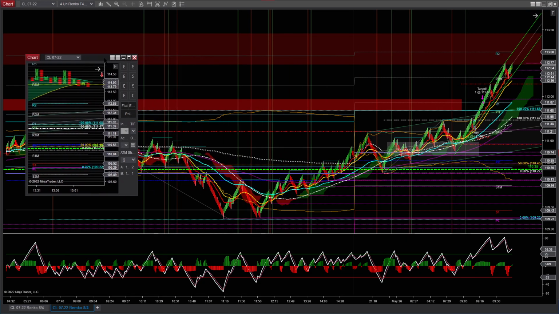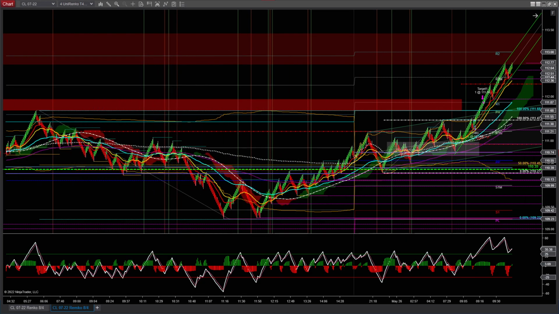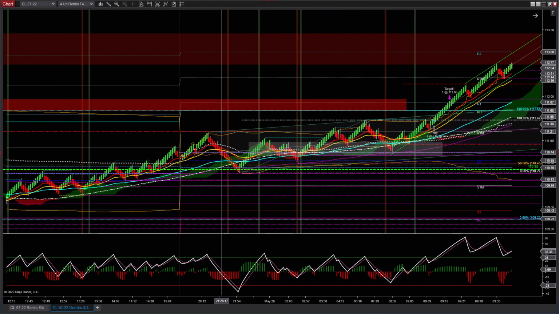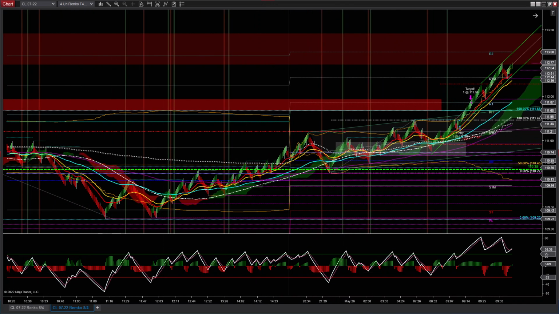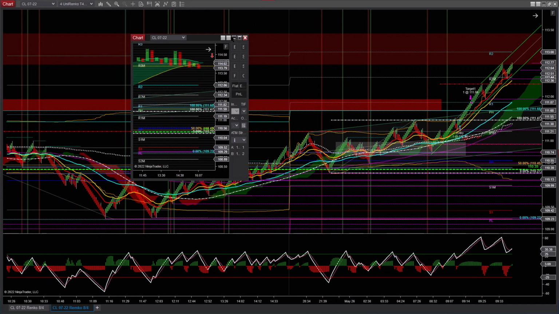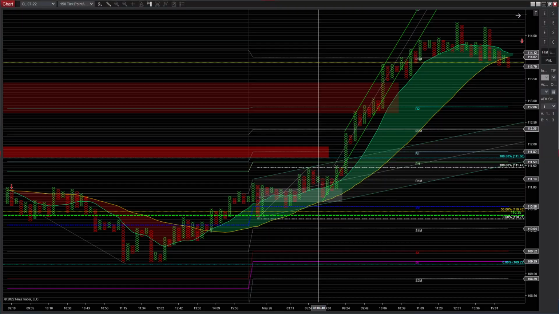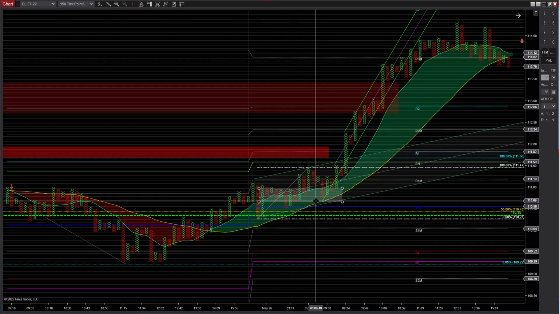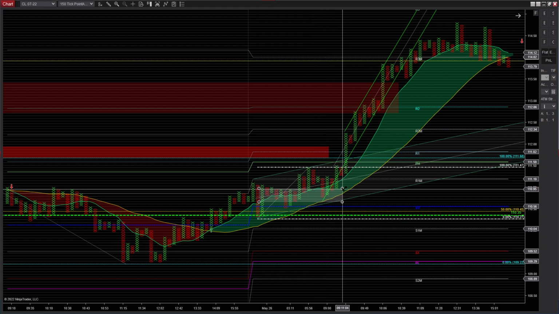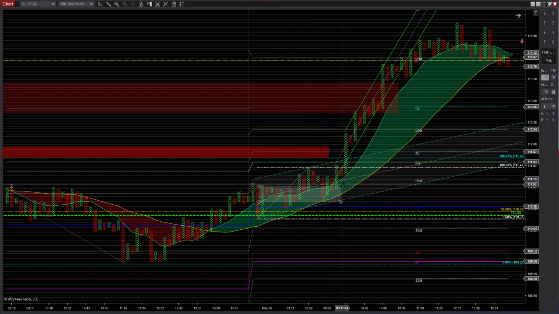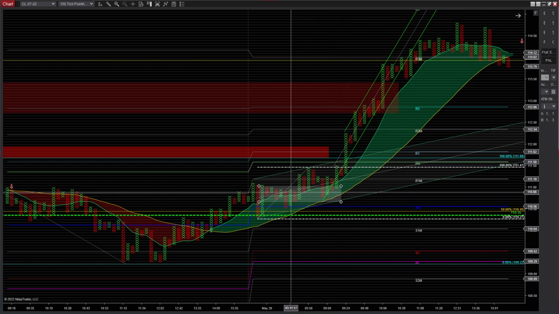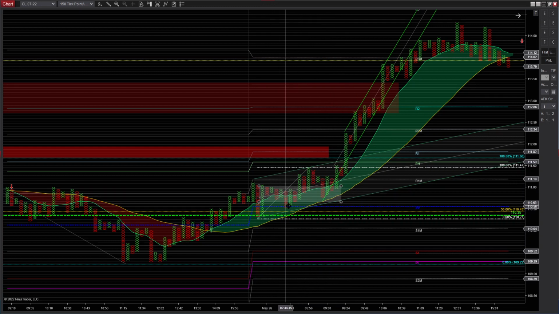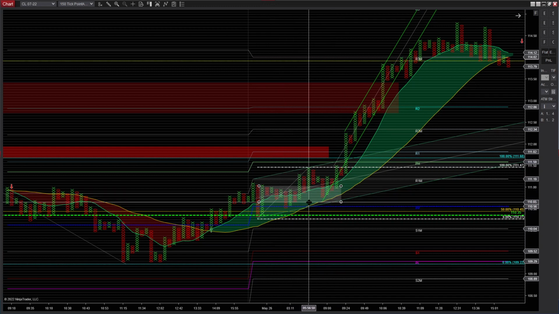Okay, let's go back to the trade. So the trade here, oh, one more thing, sorry about that. Let me go back to this one and share with you this as well. See this area here? I identified this one as an area of consolidation.